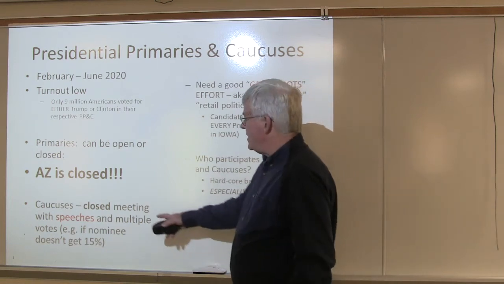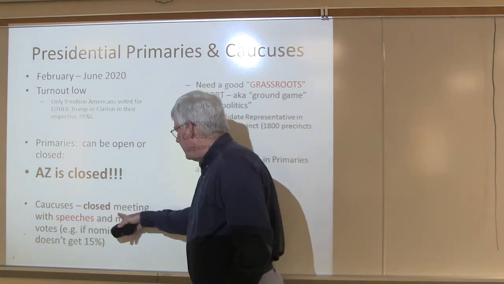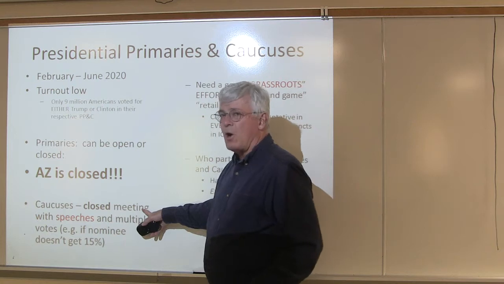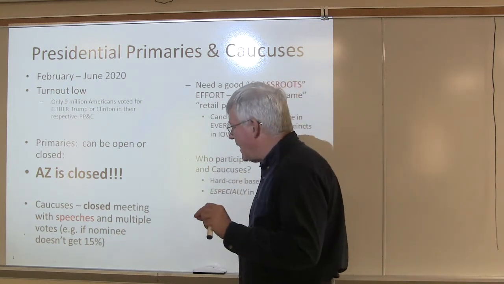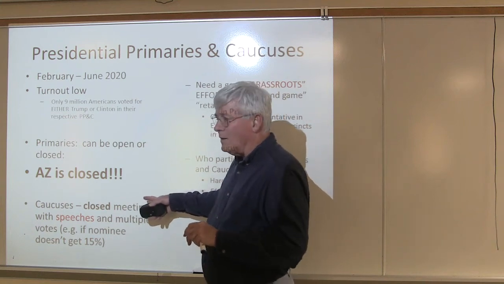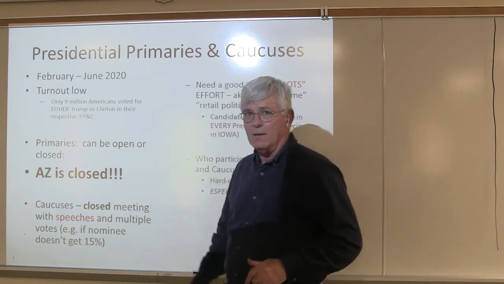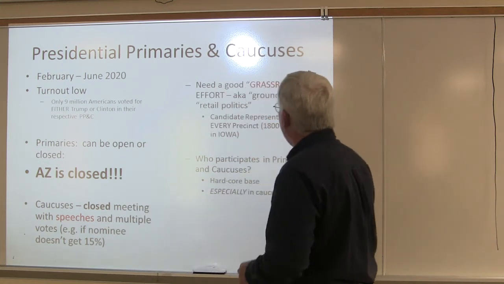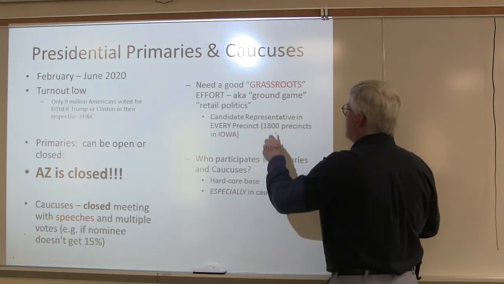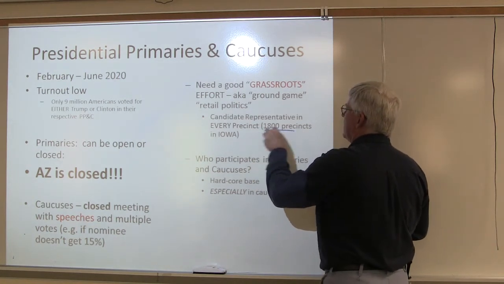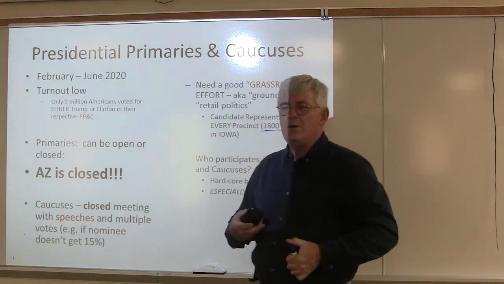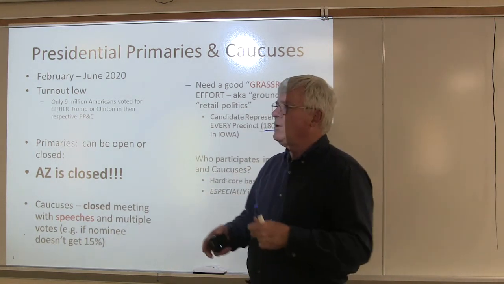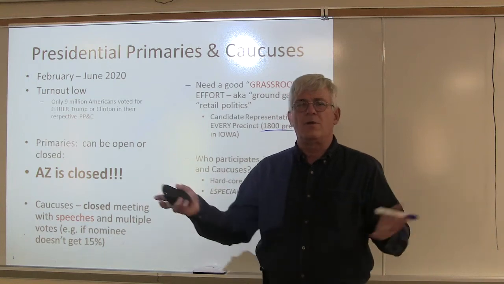A caucus is a closed meeting that starts at a specific time. Tuesday in Iowa, Tuesday at 7:30. There are probably, I forget how many precincts there are in Iowa, and I think there's about 1,800 of them. So you have to know where your precinct is located for you to go to this meeting.